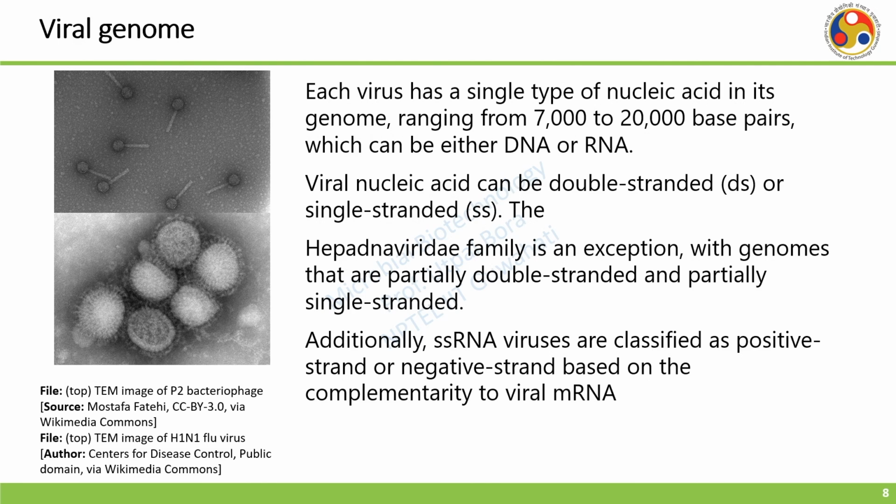Each virus has a single type of nucleic acid in its genome, ranging from 7,000 to 20,000 base pairs, which can be either DNA or RNA. Viral nucleic acids can be double stranded or single stranded. The Hepadnaviridae family is an exception, with genomes that are partially double stranded and partially single stranded. Additionally, single stranded RNA viruses are classified as positive strand or negative strand based on their complementarity to viral mRNA.